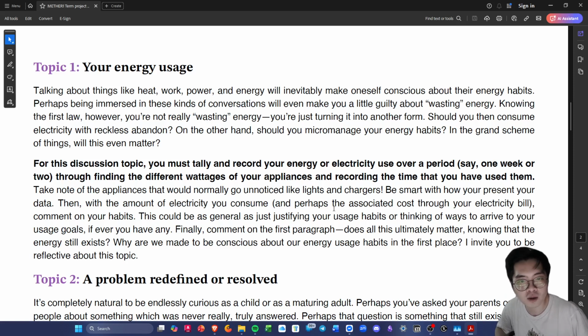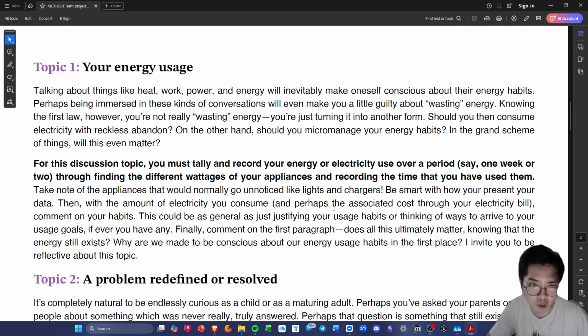And finally, comment on the first paragraph, right? The questions in there. Should you just consume electricity endlessly, right? On the other hand, should you just micromanage yourself? Does this even matter, right? Does all of this ultimately matter, knowing that the energy still exists? It's just elsewhere in another form. Why are we made to be conscious about our energy usage habits in the first place, right? That's something that is worth thinking about, right?